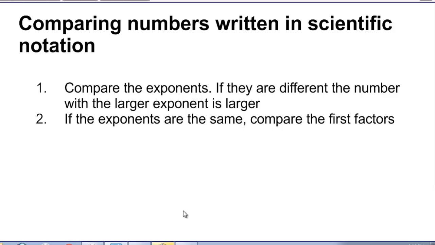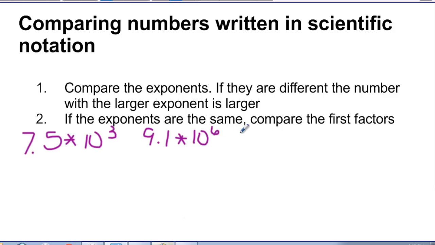So if I write two examples, two numbers written in scientific notation, 7.5 times 10 to the 3rd power and 9.1 times 10 to the 6th power. And remember, we said that number one, we compare the exponents. So I'm going to look at these two exponents. They are not the same. So I know that the number with the bigger exponent is the bigger number. So this is the bigger number. No matter what those first factors are, all I have to do is look at the exponents.